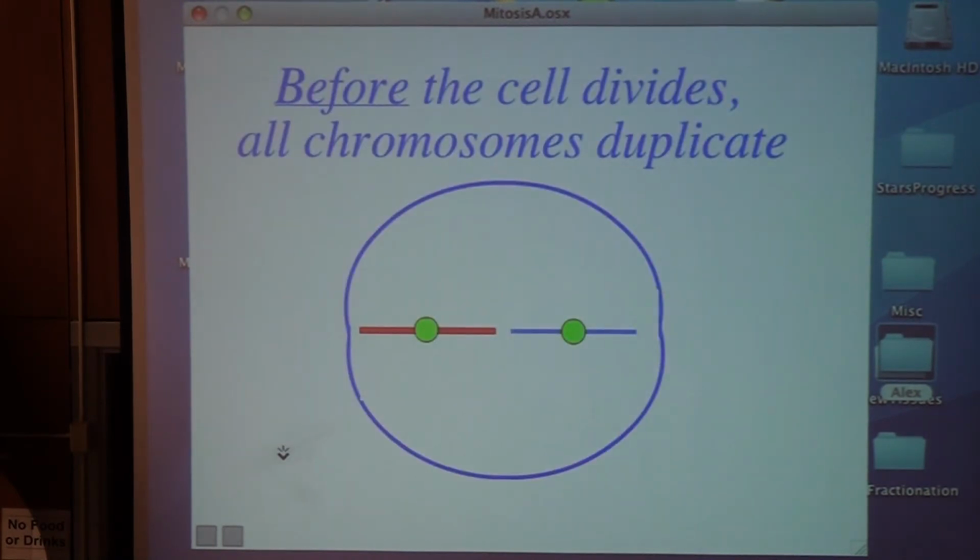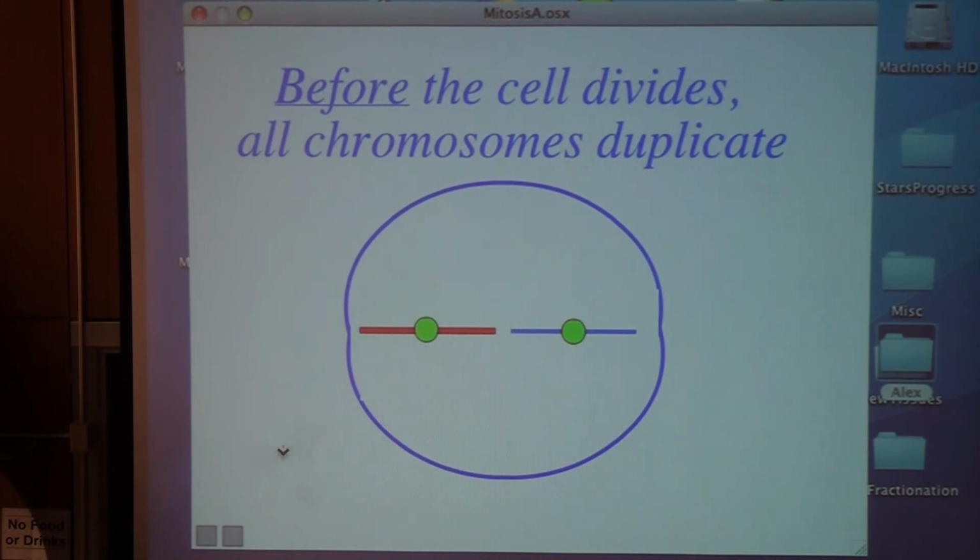All right, getting back to mitosis for a moment. So this is supposed to be a cell, and remember what I said a few minutes ago, that the chromosomes duplicate before the nucleus divides. This is sort of a precursor step to before the nucleus divides. And so let's watch that taking place.